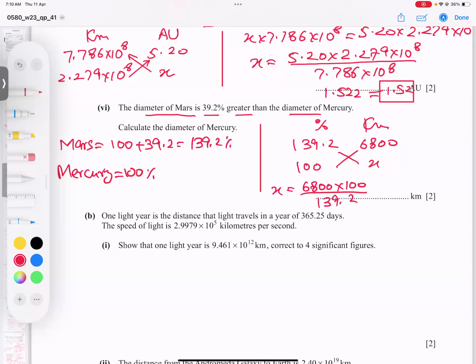And if I divide it, the answer is coming 4885.05. But I don't want that, yes, I will round up because it's bigger than 4. So 4890 kilometers is our answer. And I believe the point is very clear.